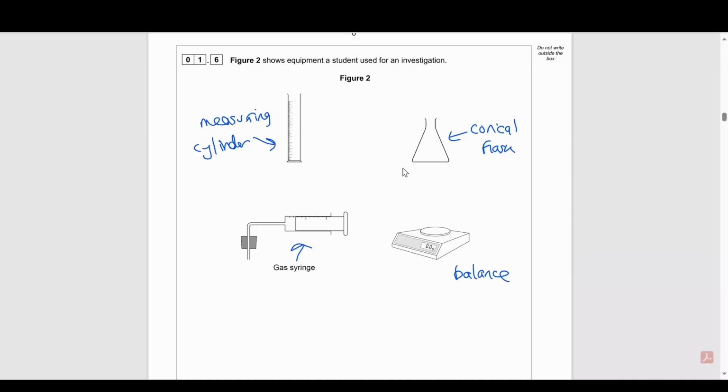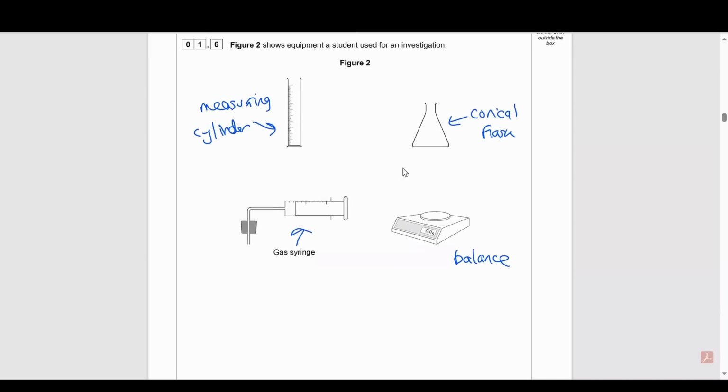Now, before we look at the question further, let's remind ourselves what each of these pieces of equipment will do. A measuring cylinder will measure the volume of a liquid. The conical flask can also measure volume of a liquid, but it won't be as precise as the measuring cylinder. So it'll really be there to carry out our reactions, hold them, mix them. Our gas syringe is there to measure the volume of gas that's produced from a reaction, and the balance is there to measure the mass of a solid.